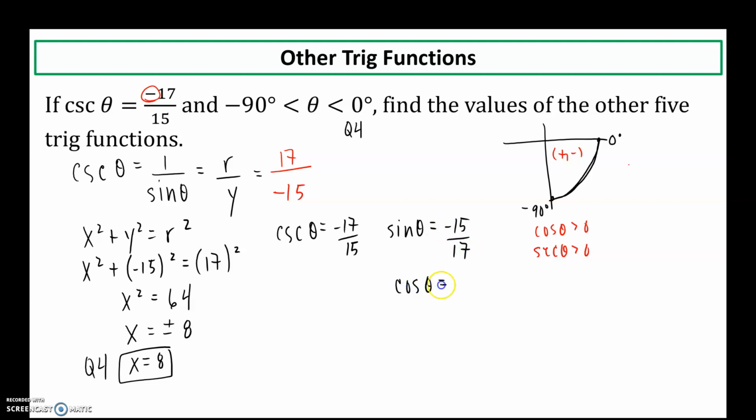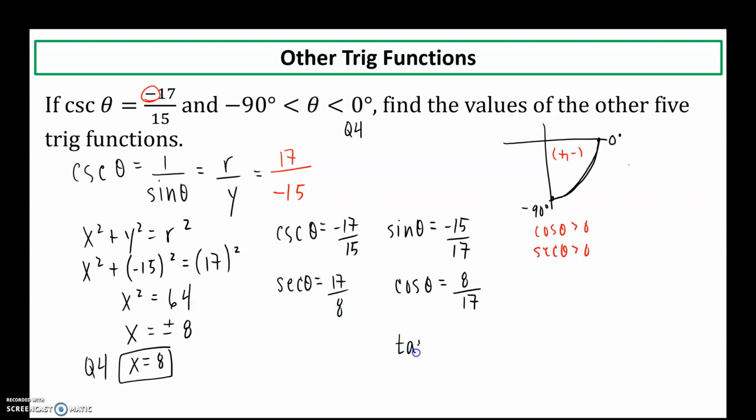My cosine function is my x-coordinate over my radius. Again, why did we have to pick x to be positive 8? Because my angle measure was in the 4th quadrant. If cosine is 8 over 17, then the reciprocal of cosine, the secant function, is 17 over 8.